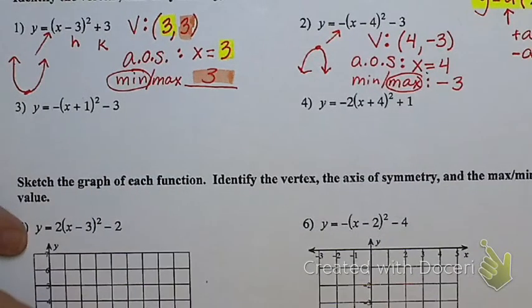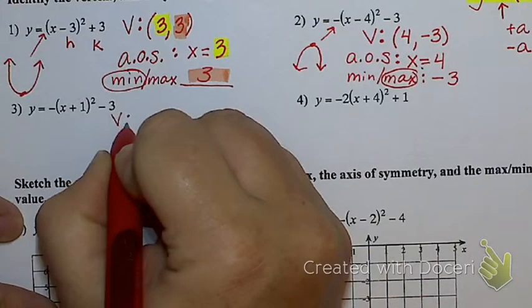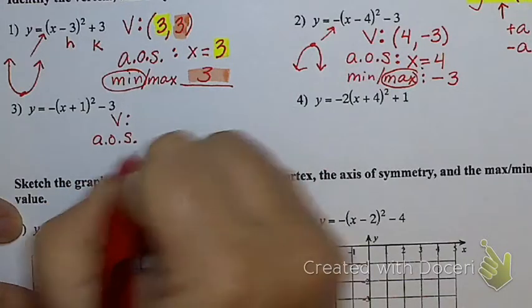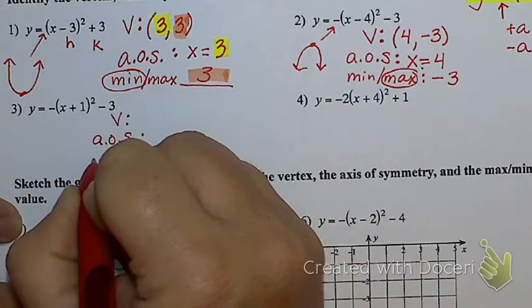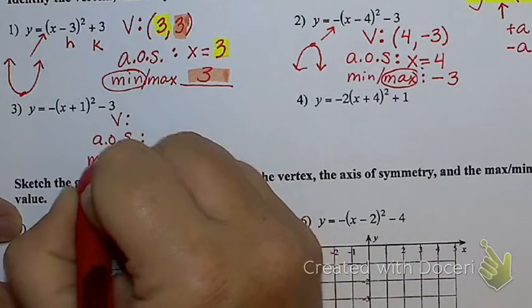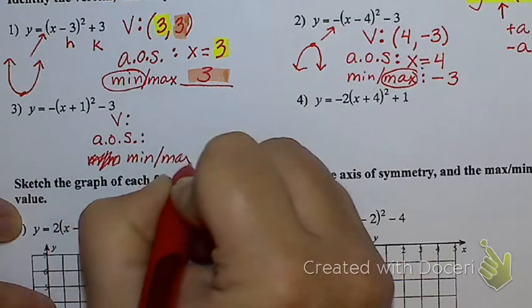All right? You try filling that information out for numbers 3 and 4. Find the vertex, the axis of symmetry, and the min-max info. Write it better. Min, max.